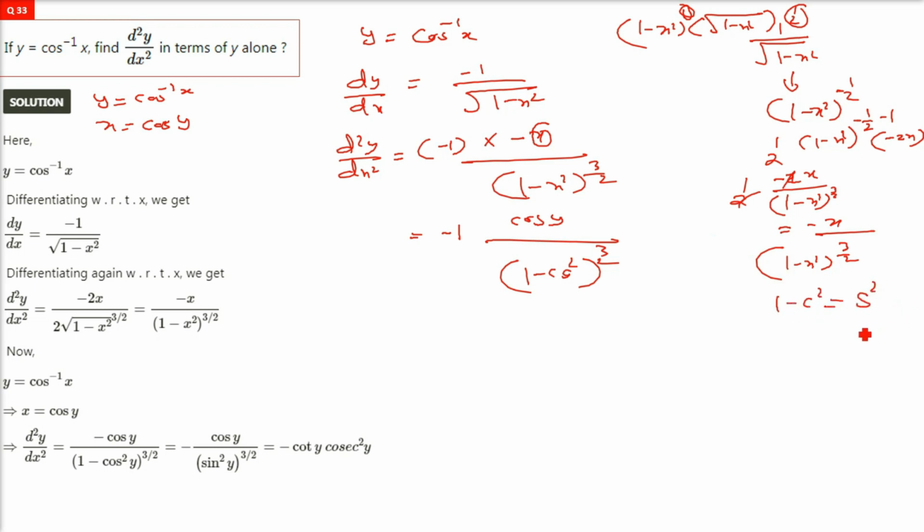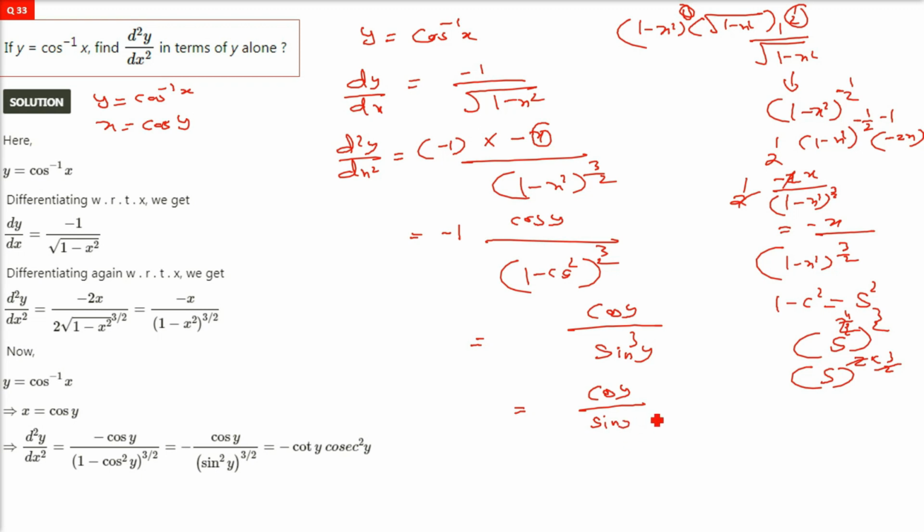1 minus cos square theta is sin square theta. Now replace this 1 minus cos square by sin square, and since we have 3 by 2 as the power, so sin square to the power 3 by 2, 2 gets cancelled, and you get sin cube. 2 into 3 by 2 is 3 only. So you have sin cube here. So you have finally minus cos y divided by sin cube y. There is a negative one. Alright, I'm just going to put this. Just consider this cos y. Sin cube y can be written as sin y into sin square y. Cos y by sin y is cot y, and this 1 by sin square y is cosec square y. This is your d2y by dx2.